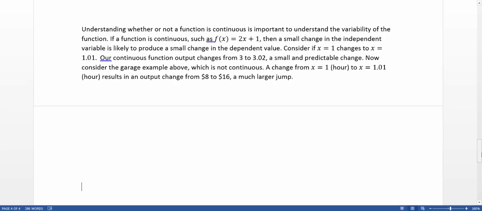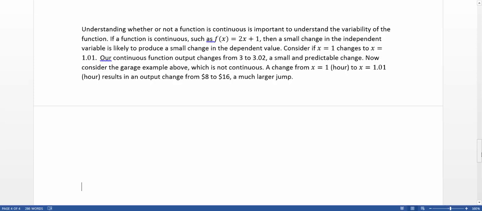Now, if you think about the garage parking example, which was not continuous in general, then a change from 1 to 1.01 results in a huge output change, right? We jumped from $8 to $16, which was a much larger jump. It's considered volatile.